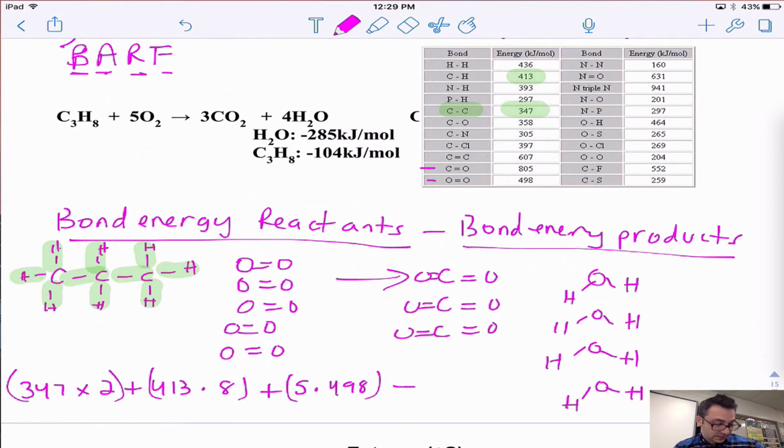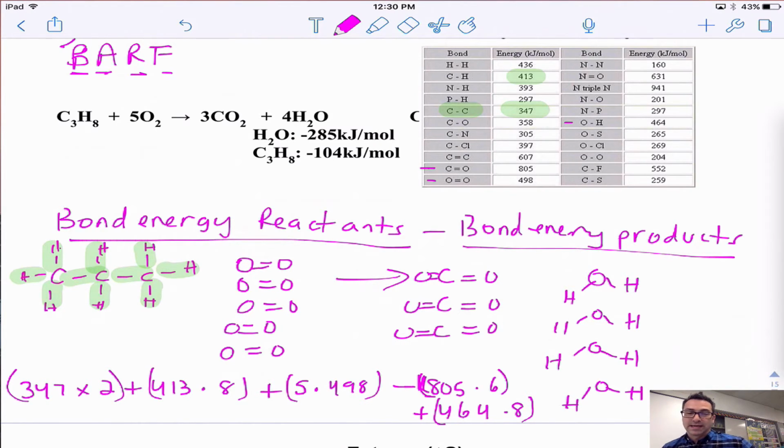So if we look there, C double bond O is 805 times 6, plus we're going to have the H2O bonds. We have 2 in each times 4, that's 8 of them. And OH, when we look at that on this chart here, we have OH right here, and that's 464. It's 464 times 8. So now if we do this math, we'll see that we get a delta H for this reaction.